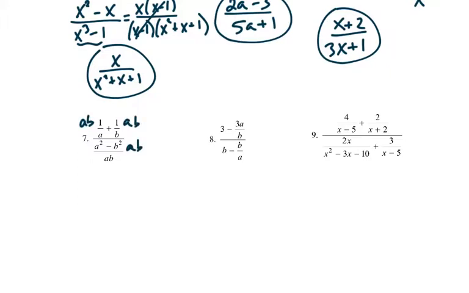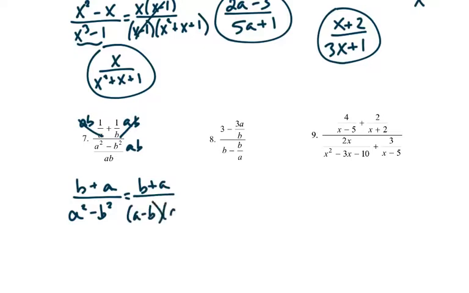Here the least common denominator is ab. That gives me b plus a over a squared minus b squared. A squared minus b squared can factor a minus b, a plus b. A plus b and b plus a, that's the same thing. So I have 1 over a minus b.